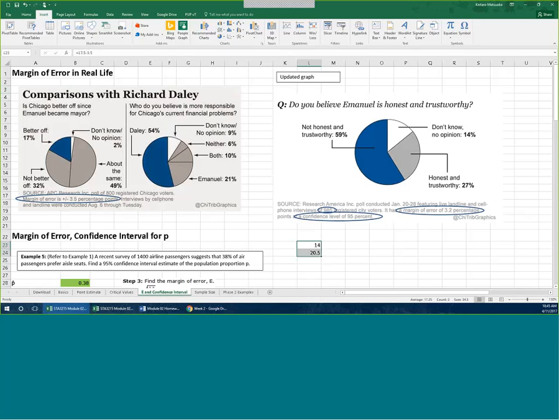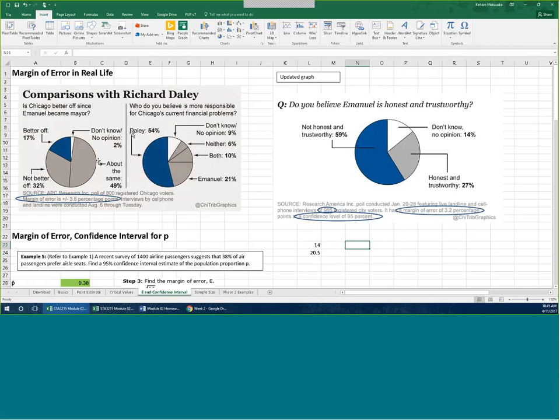Okay. So 17%, that's the point estimate. Margin of error is the 3.5%. And then the confidence interval is this thing right here. You see a similar thing over here, where another survey asked, do you think the new mayor is honest and trustworthy? 59% said no. The Tribune surveyed 985 people and got a margin of error of 3.2% with a confidence level of 95%. So I'm going to be talking about all these things, but this is confidence interval in real life.